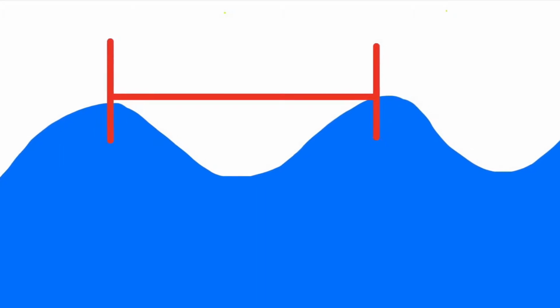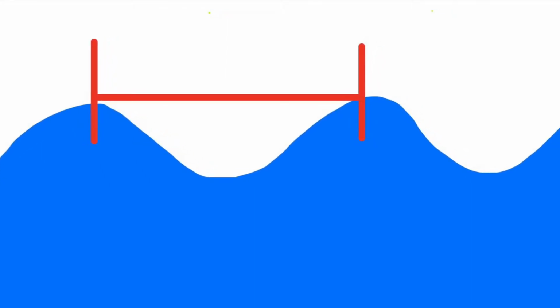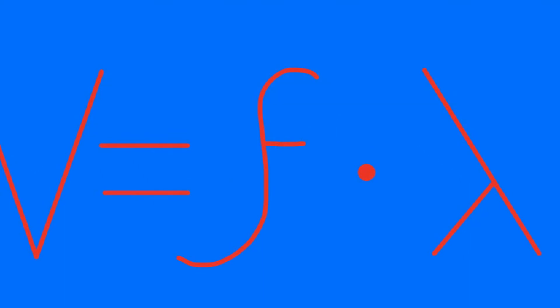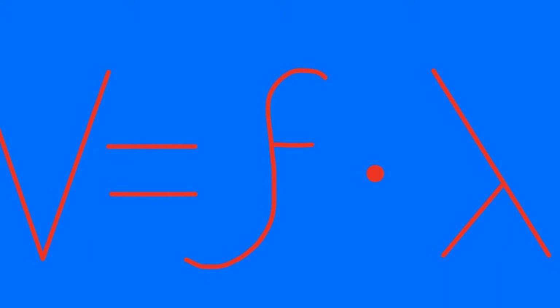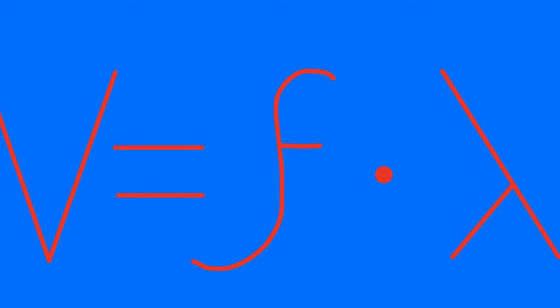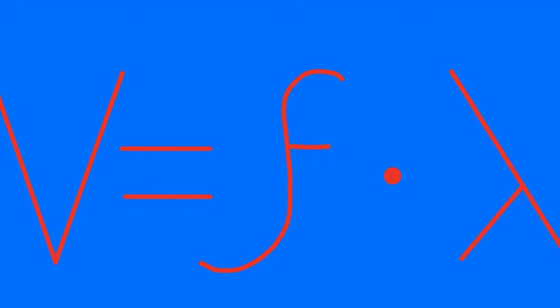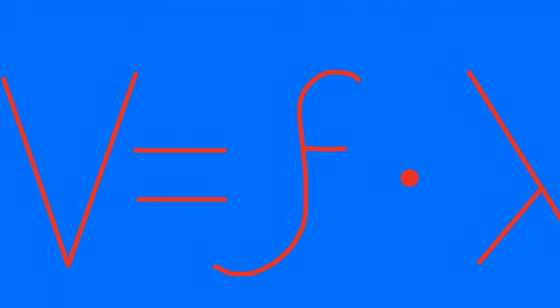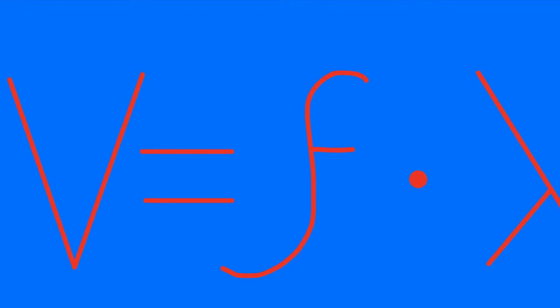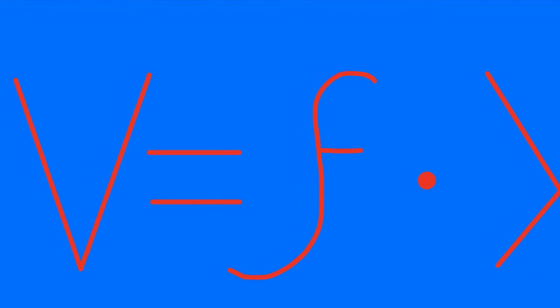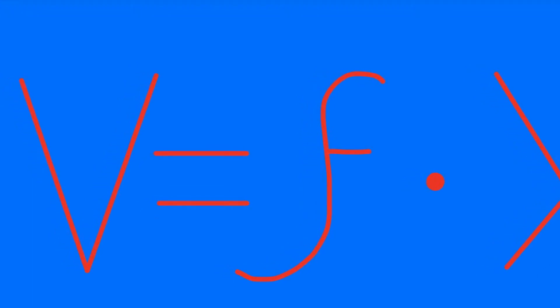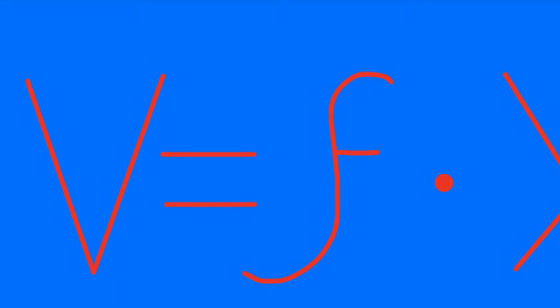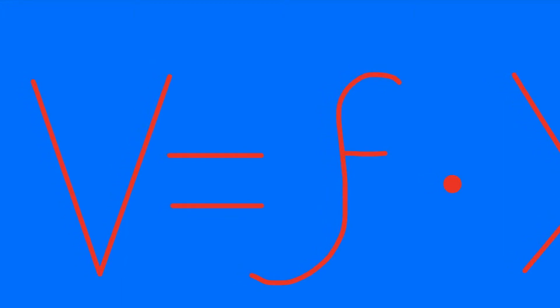Wavelength is the distance between the two peaks in a wave. The formula for wavelength is velocity equals frequency times wavelength. To find the velocity, you use the formula I gave you before. And to find the frequency, you, for example, can count how many times a wave hits the seashore in 1 minute.